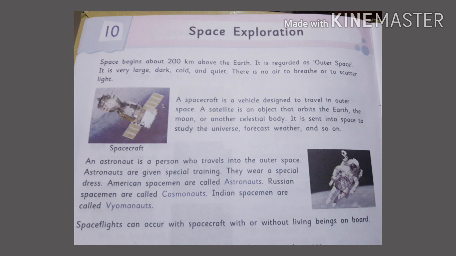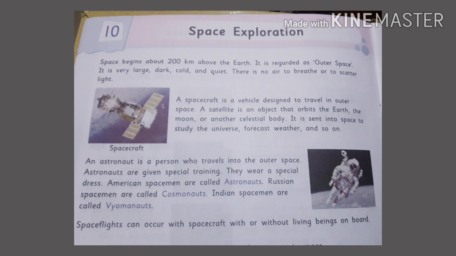Next paragraph, a spacecraft is a vehicle designed to travel in outer space. Through spacecraft these people go to space. A satellite is an object that orbits around the Earth, the Moon, or another celestial body. So, the object which revolves around the Earth, Moon, or celestial body is called a satellite.